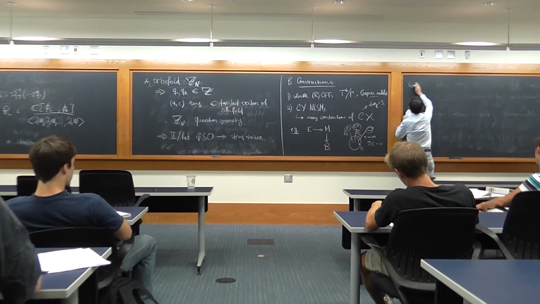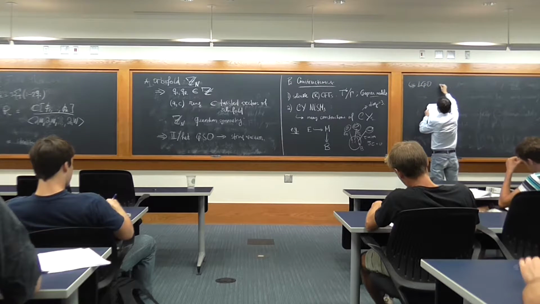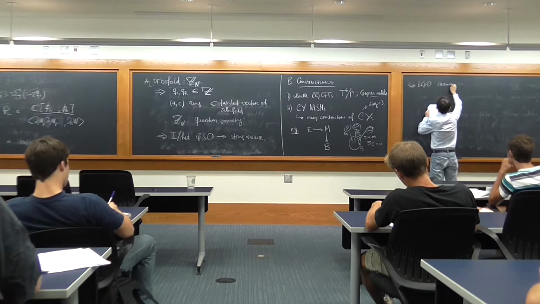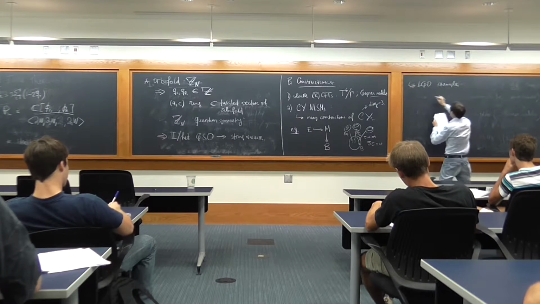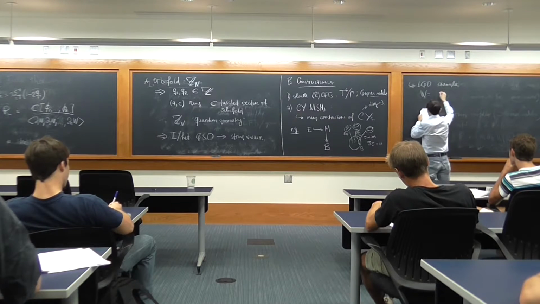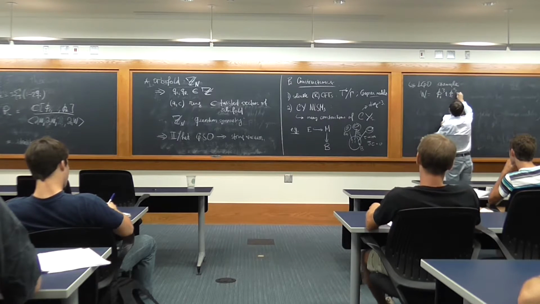All right, let's do a little Landau-Ginzburg orbifold example. We'll do the simplest example ever. That's actually interesting. So we'll have 3 fields, phi 1, phi 2, phi 3, and a cubic superpotential.